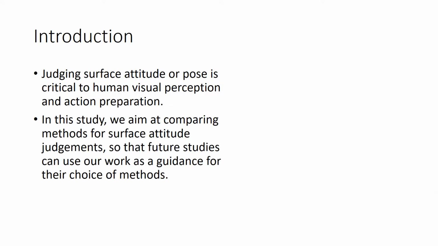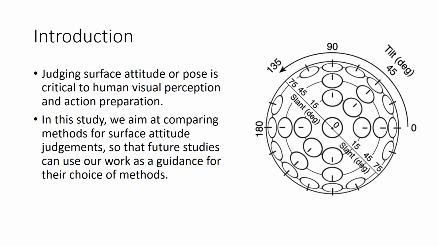In this study, we aim at comparing methods for surface attitude judgments so that future studies can use our work as a guidance for their choice of methods. The figure on the right represents how we describe surface attitudes in our study. Slant is the degree to which the surface is deviating away from the frontal parallel.